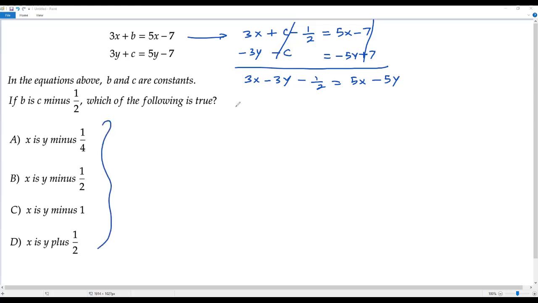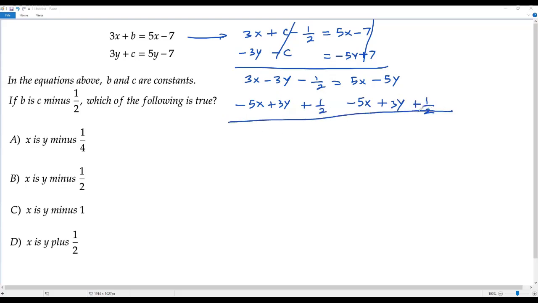Okay, so my aim is to solve for x in terms of y according to the options given over here. So since we have to solve for x in terms of y, better we get the variable x on the left side and the rest of the stuff on the right side of the equation. But here the x appears on both sides of this equation. So let's get rid of this 5x on the right side. For that, I have to subtract 5x from both sides. Also we can get rid of the remaining two terms, negative 3y and negative 1 half on the left side. For that, I have to add 3y to both sides, and also add 1 half to both sides. So let me do it.